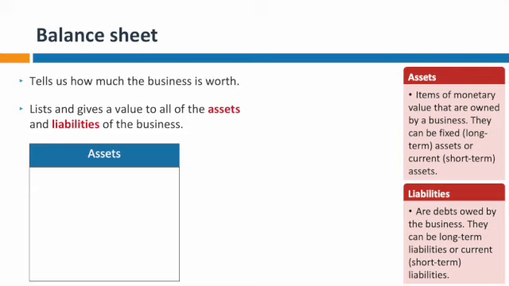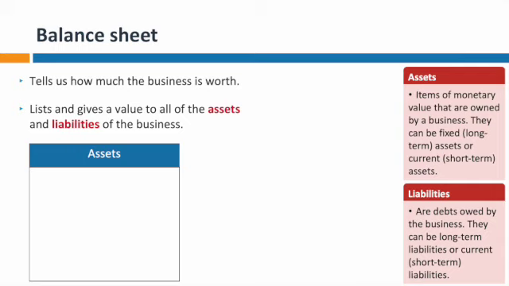So the balance sheet tells us how much the business is worth. It lists and gives the value to all of the assets and liabilities of the business. So assets are any items of value. These can be long-term or short-term.